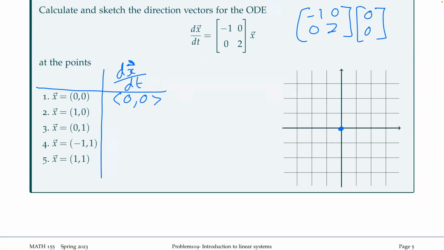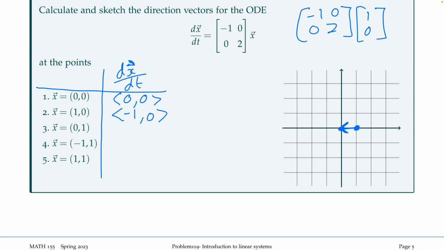Okay, let's think about 1, 0. We take 1, 0. So if we now look at this, again, we're just doing matrix vector multiplication here to work out what our vector is. So in this case, we're going to have -1, 0. So that tells me if I start at the point 1, 0, so that's this point here, because my vector for dx/dt is -1, 0, that's telling me I'm moving 1 unit to the left and 0 movement, 0 units up or down. So I can think about an arrow pointing from there, in this case, 1 unit to the left, no units up or down.